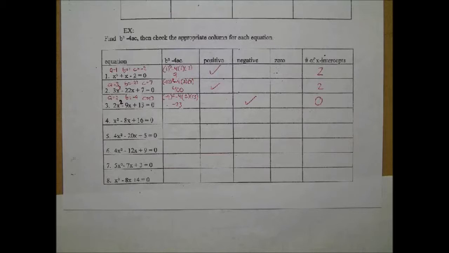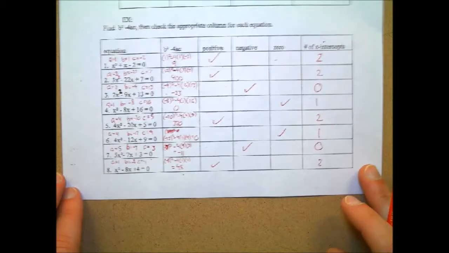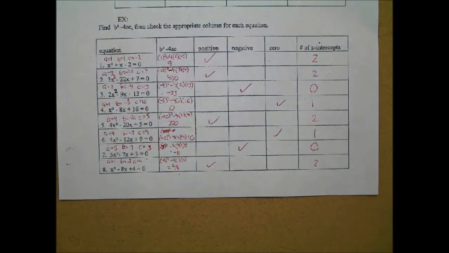All right. In the interest of time, we're going to show you the answers here. Okay. Here are your answers. These are all your discriminants: 9, 400, negative 23, 0, 320, 0, negative 11, and 48.